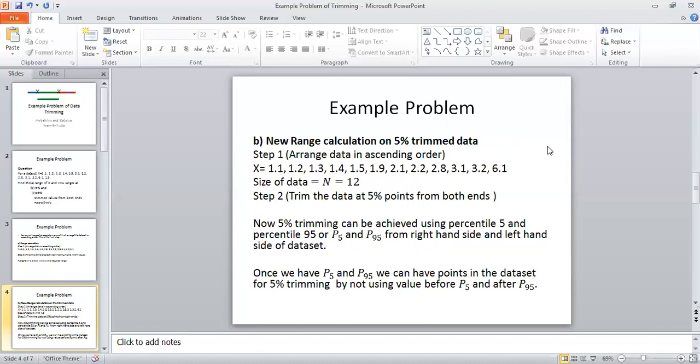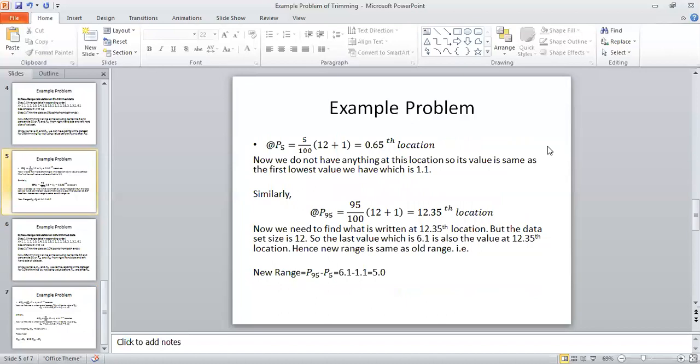Now, the way to calculate the percentiles, we already know. The first step, data in ascending order, is already done. Second step, the location of the percentile. We have the formula for it, which is i upon 100 into n plus 1. n is the total data set size, which is 12 over here. i is 5 because we want to find the P5, and 100 is the dividing factor for the percentiles.